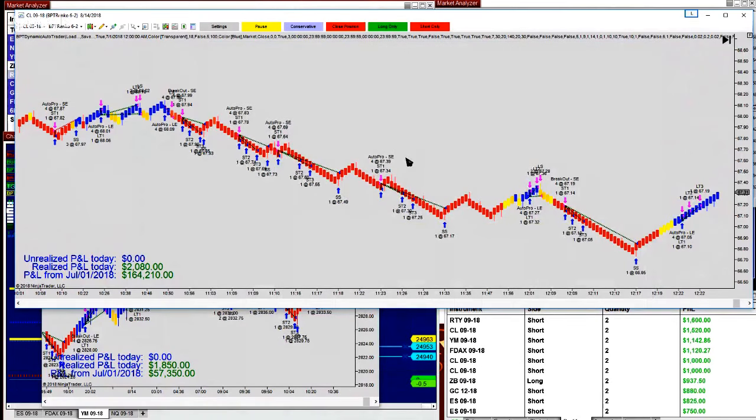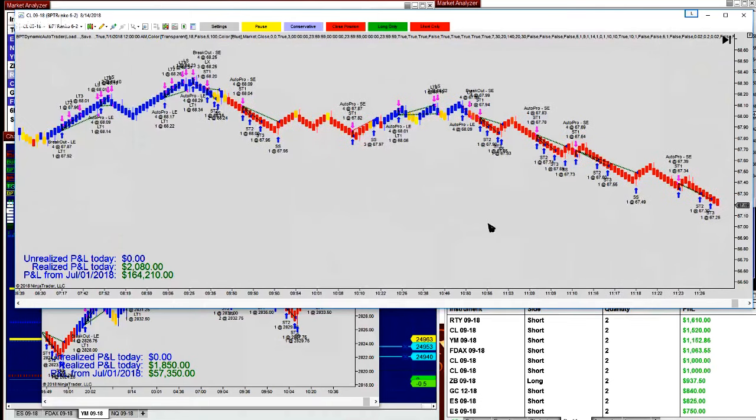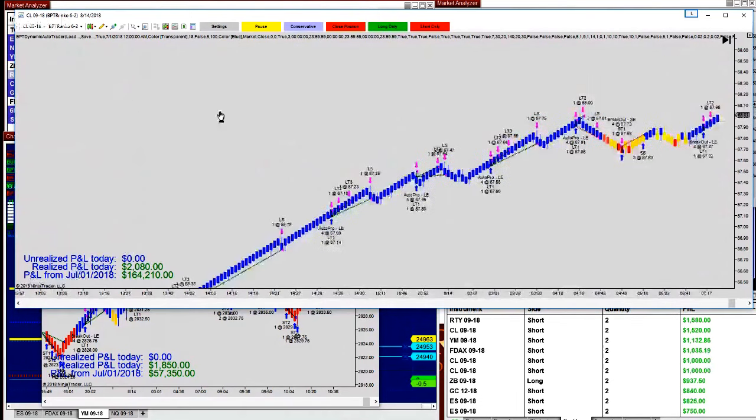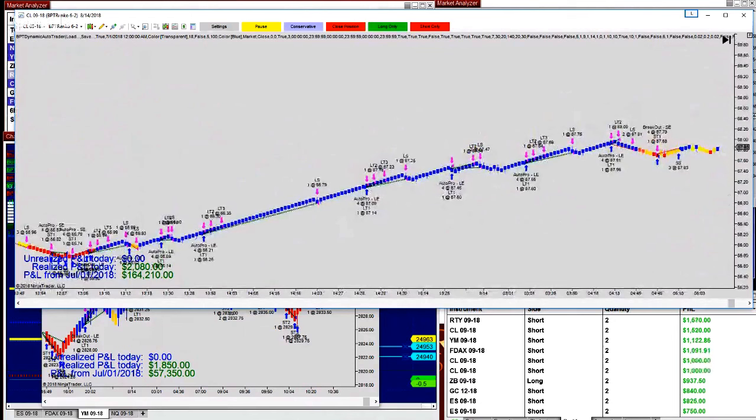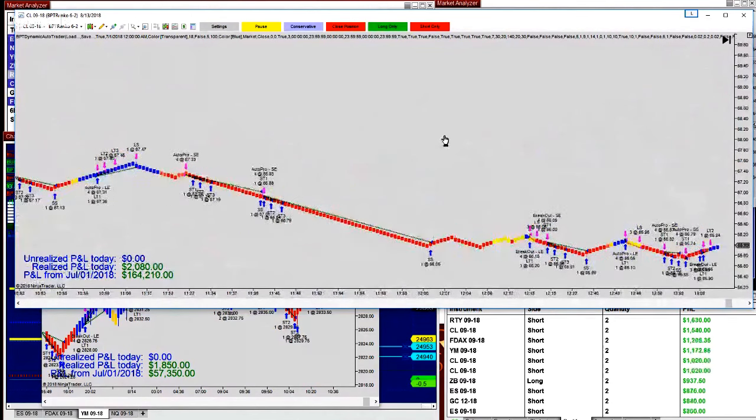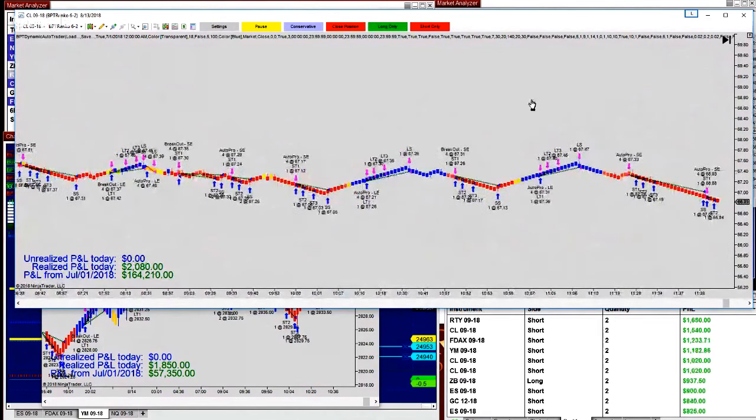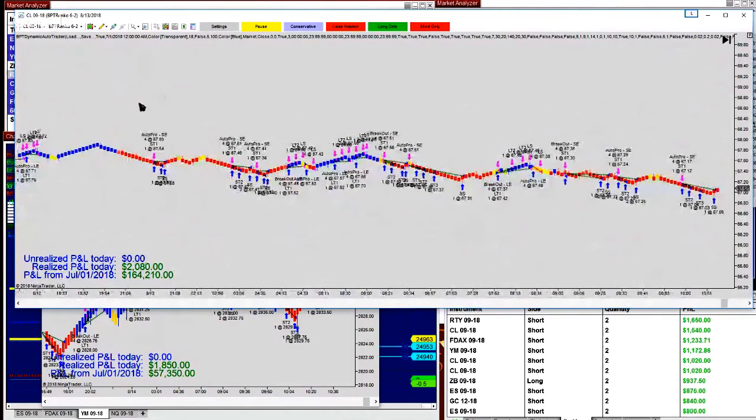$374,000 performance. We have $2,080, and there is not even one losing trade. There is not even one losing trade. Look at this. This is your Renko bar. Those, the ones they hide behind.